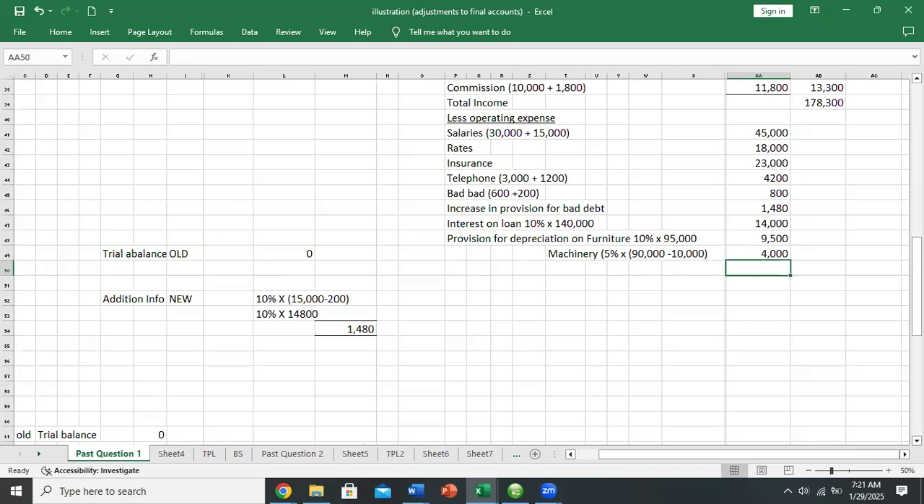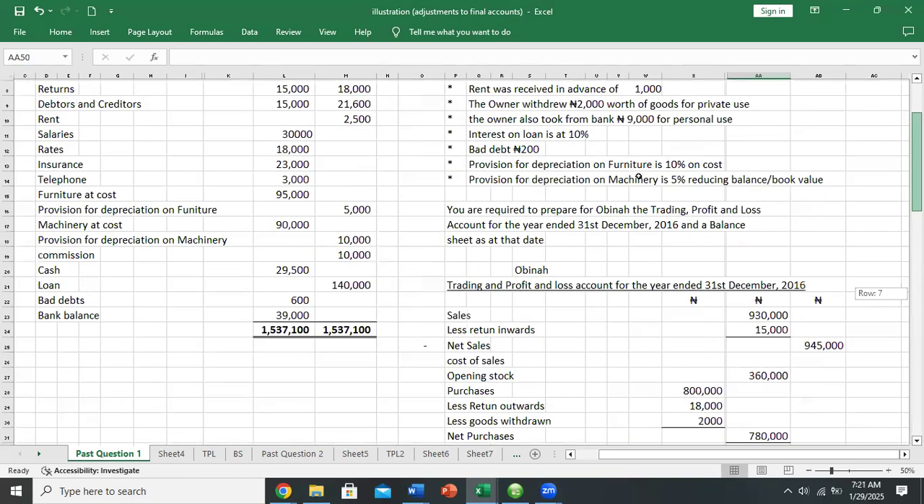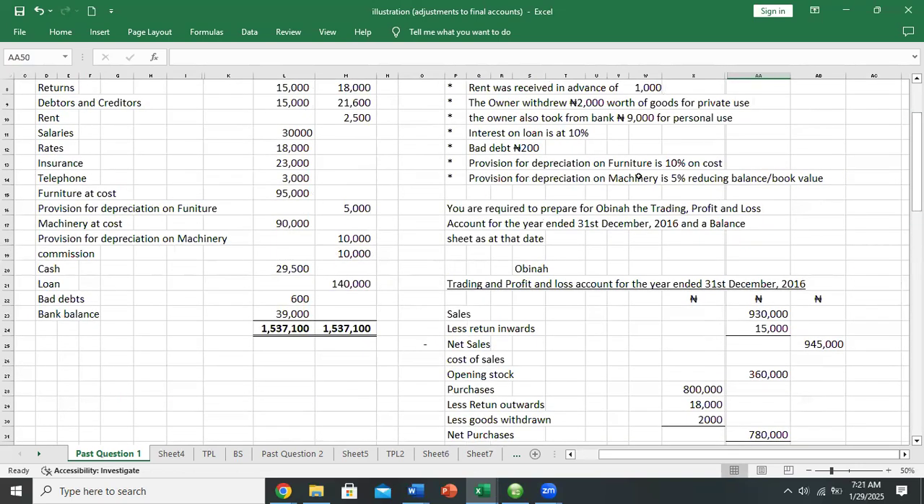So I want to believe we have exhausted all the necessary expenses. Okay, you now appreciate provision for bad debt, provision for depreciation. Let's join the second session and continue our discussion. Thank you very much.